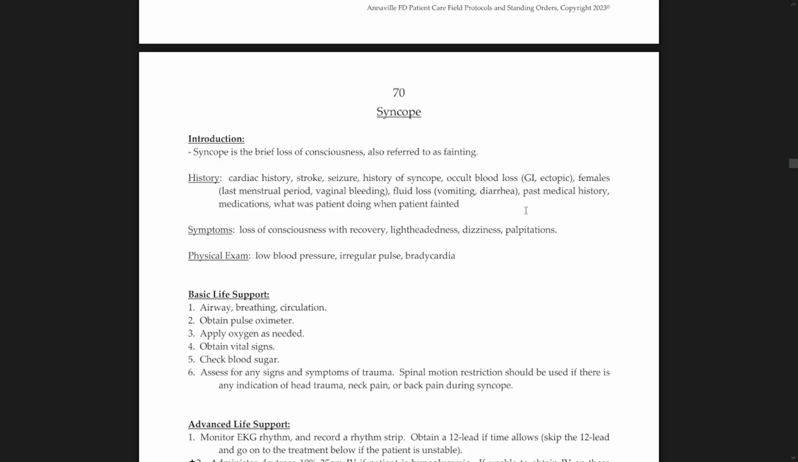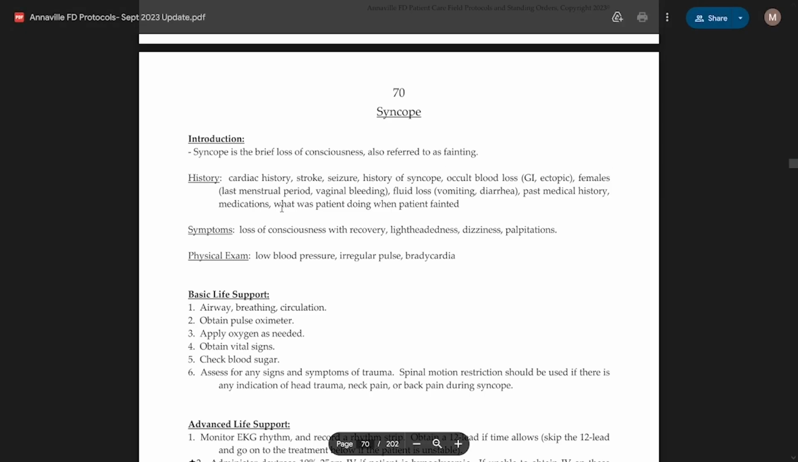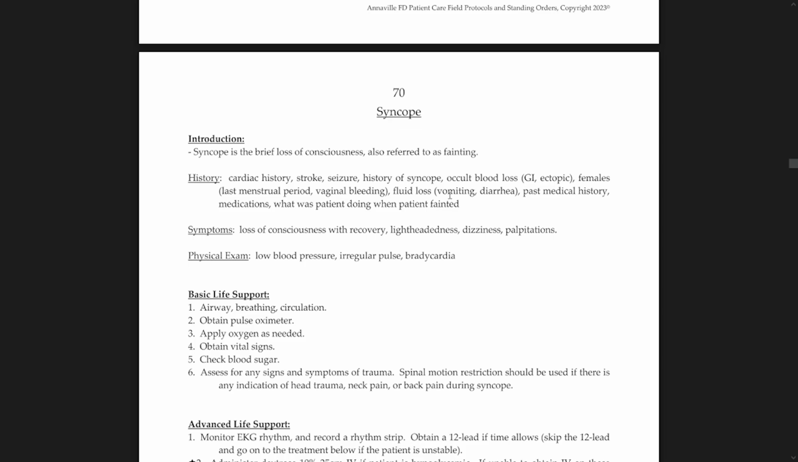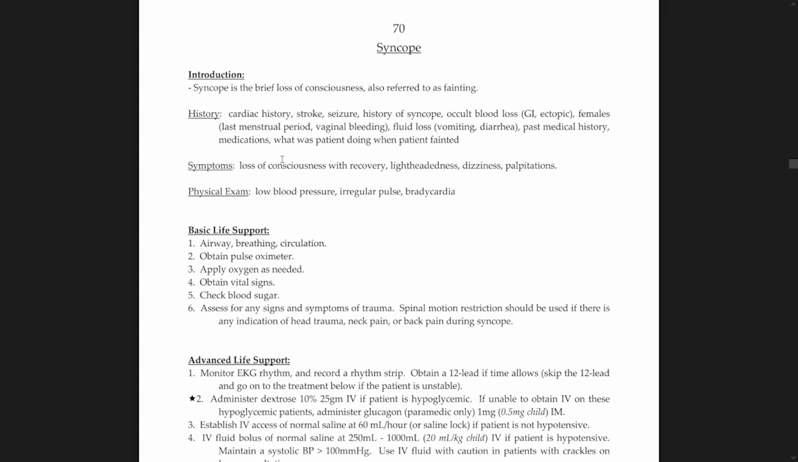For syncope: syncope is a brief loss of consciousness, also referred to as fainting. For history, you want to check the patient's cardiac history. Have they had a stroke, seizure, a history of syncope, or occult blood loss, either via a GI or ectopic source? For females, ask about last menstrual cycle and vaginal bleeding. Also ask about fluid loss such as vomiting or diarrhea, past medical history, and medications. What was the patient doing when they felt like they were going to faint? Symptoms: did they have loss of consciousness with recovery, lightheadedness, dizziness, or palpitations?